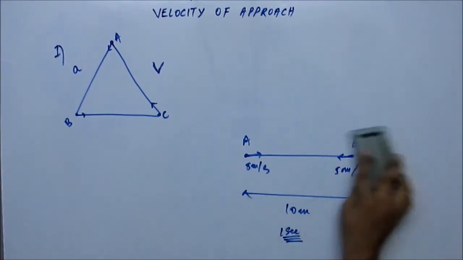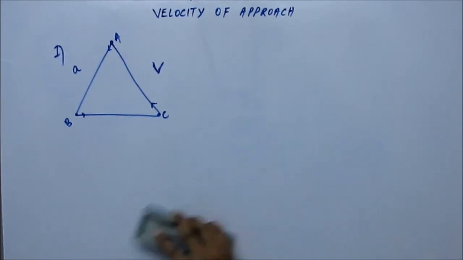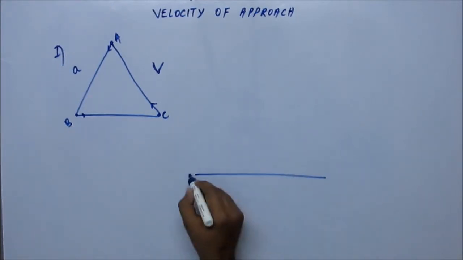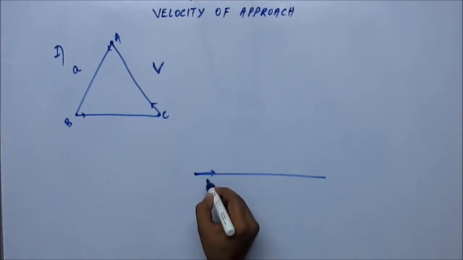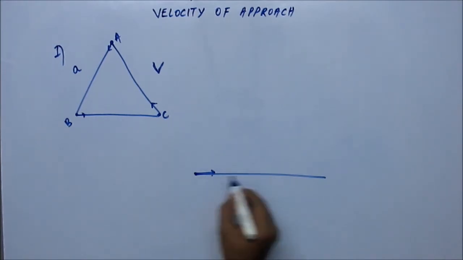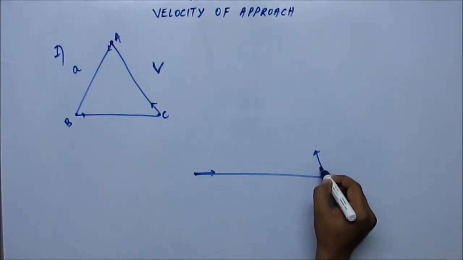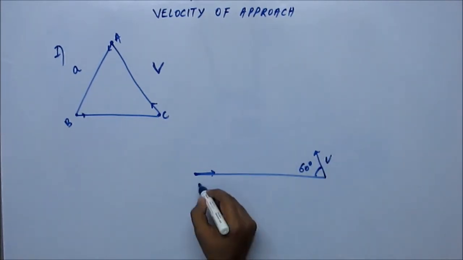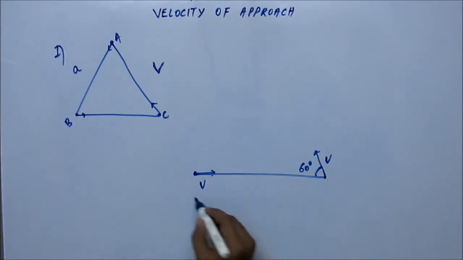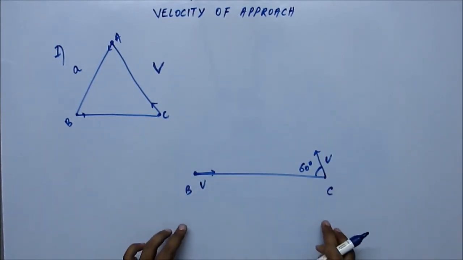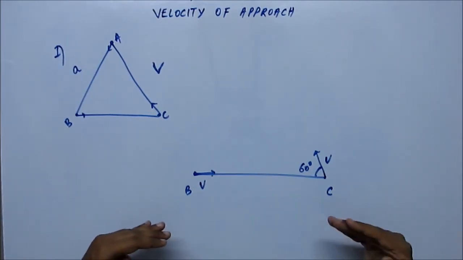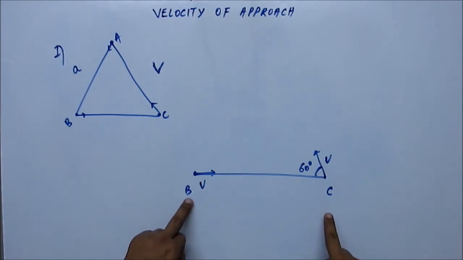Similarly, let's consider the velocity of approach of B and C. At the initial position, B is moving with a certain velocity and C is moving with a certain velocity. This angle is 60 degrees because the triangle is equilateral. This is V, this is V. Now calculate the velocity of approach of B and C at the very beginning of their journey. The velocity of approach will be the velocity with which B is moving towards C plus the velocity with which C is moving towards B.